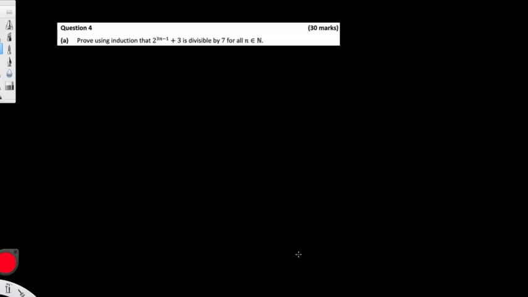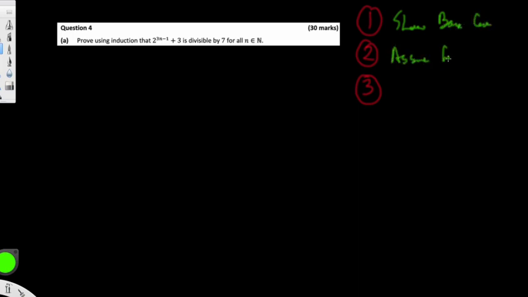Okay, so question 4 is to prove by induction that 2 to the power of 3n minus 1 plus 3 is divisible by 7. Now, when we do proof by induction, there are always 3 steps. Every question on proof by induction is different, but these 3 steps are done in every one. The first step is to show a base case. The second step is to assume for k, and the third step is to prove for k plus 1.